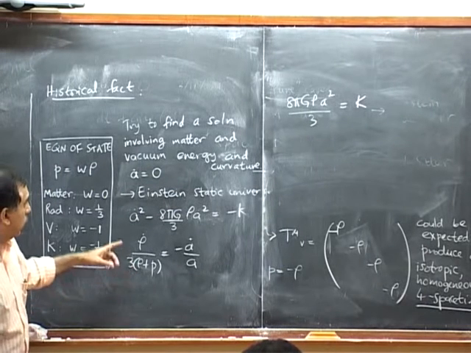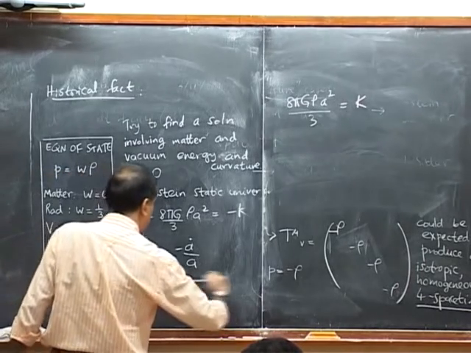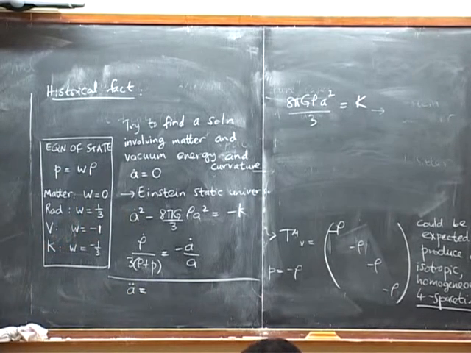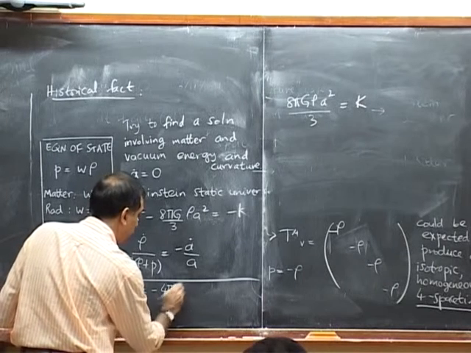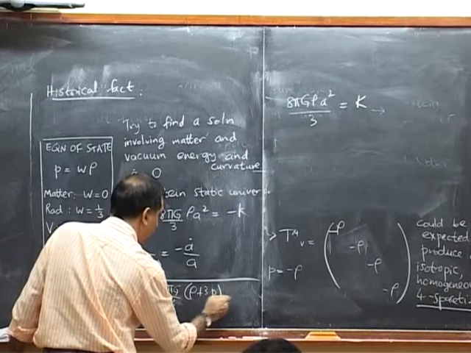Now the other Friedmann equation, which I probably haven't written here, was the one with the acceleration. It can be derived from these two, but let's write it. So the other equation was a double dot equals minus 4 pi G by 3 times (rho plus 3p).